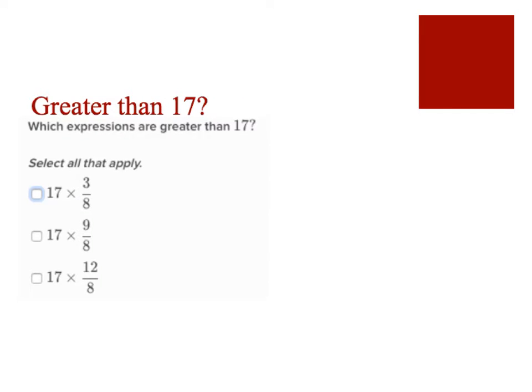All right, so here's what we were talking about before. We're going to figure out which one of these expressions is greater than 17. We know here that 17 is our original factor. We have 17 multiplied by three different fractions: first 3/8, then 9/8, and 12/8. What we have to figure out is which one of these is going to be greater than 17.